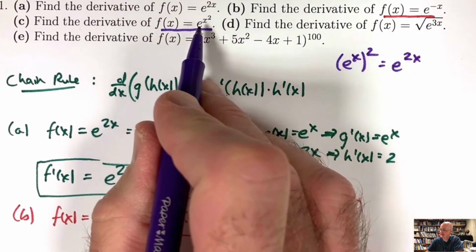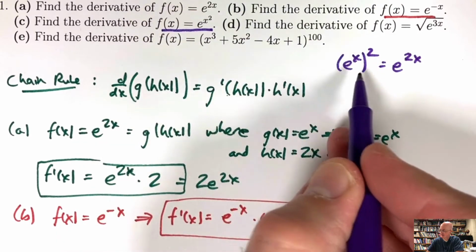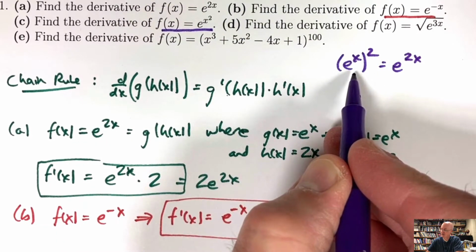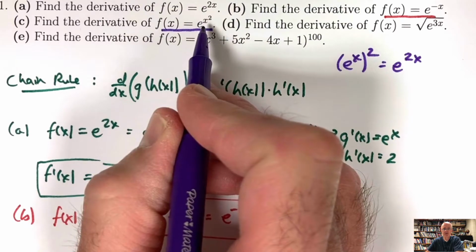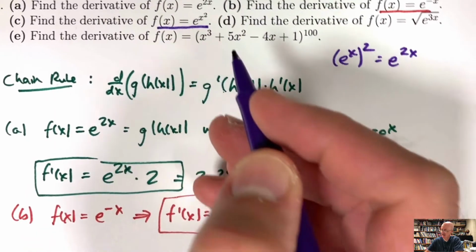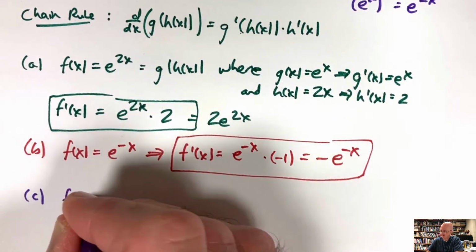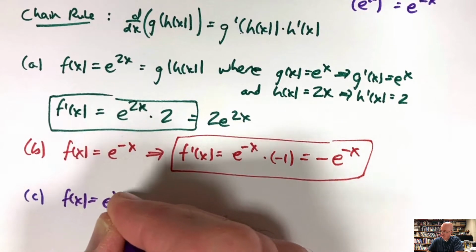So understand that these are different things. There you're exponentiating first and then squaring. Here you're squaring first and then exponentiating. That's very, very important to realize, and it affects the answer.